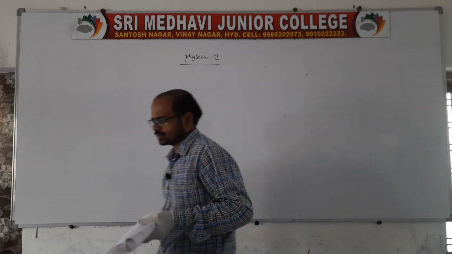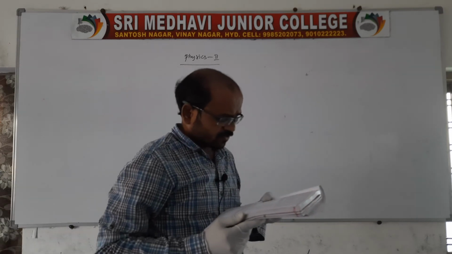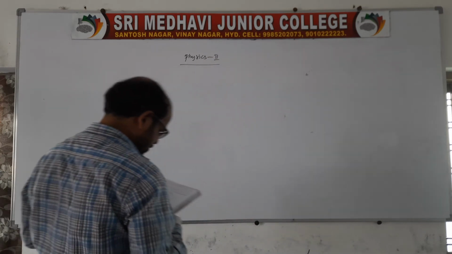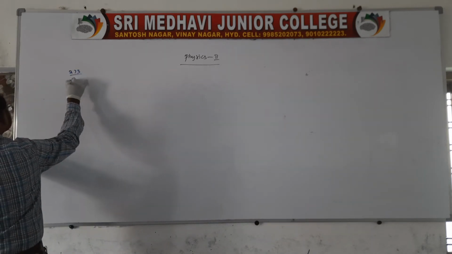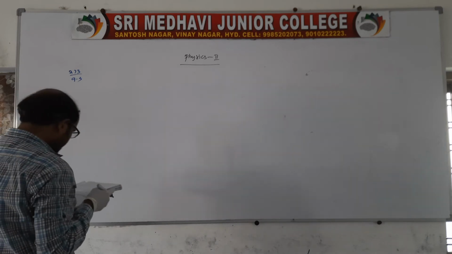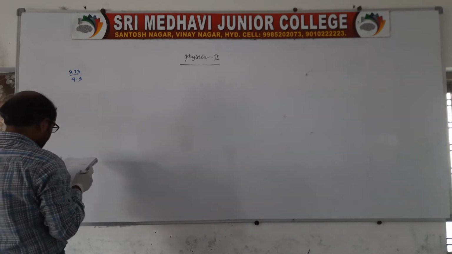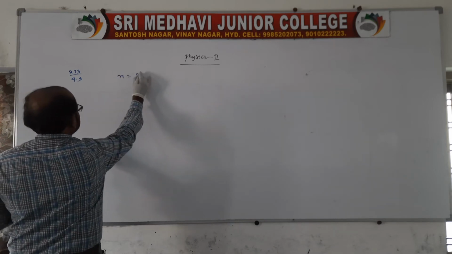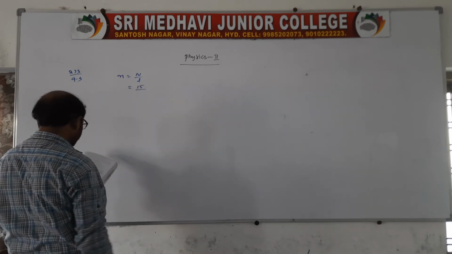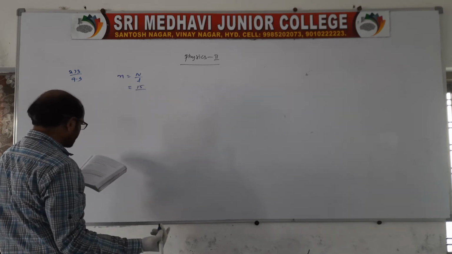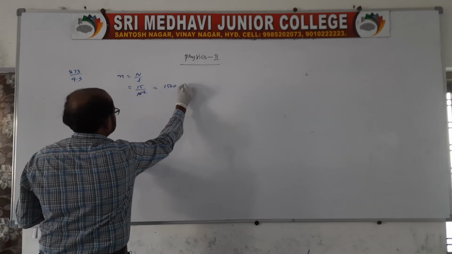Look at the question which is given. A long solenoid with 15 turns per centimeter. That means small n is equal to capital N by L. So how many turns are there? 15 turns per centimeter, no? We should convert centimeter into meters, that is 10 power minus 2. So that is 1500 turns per meter.